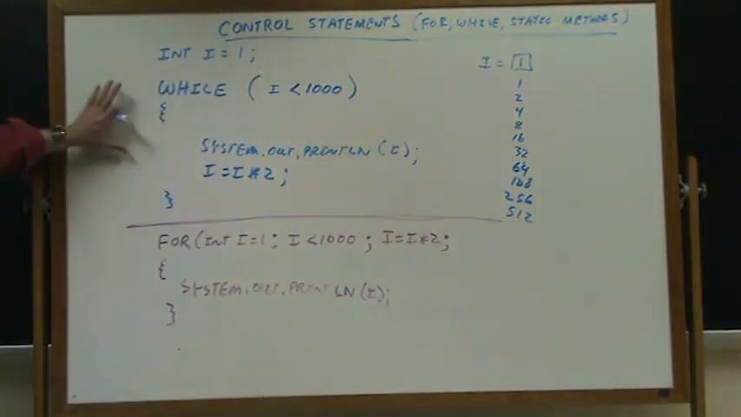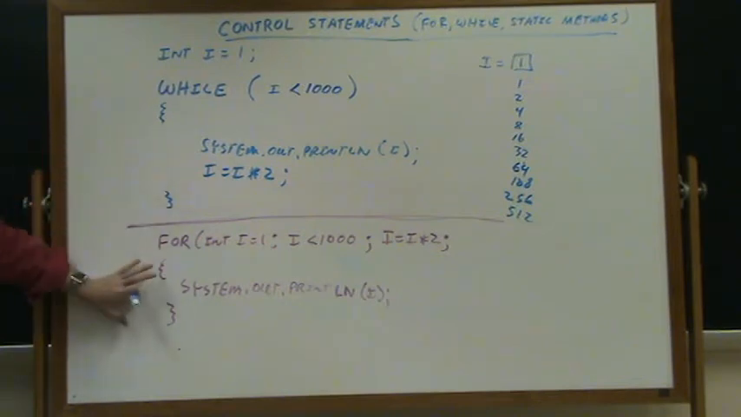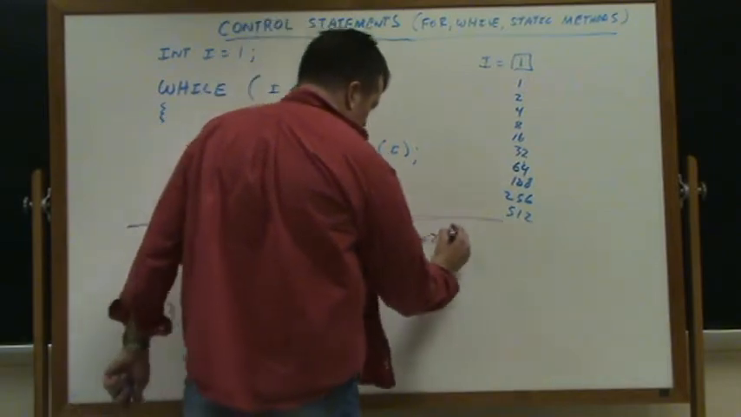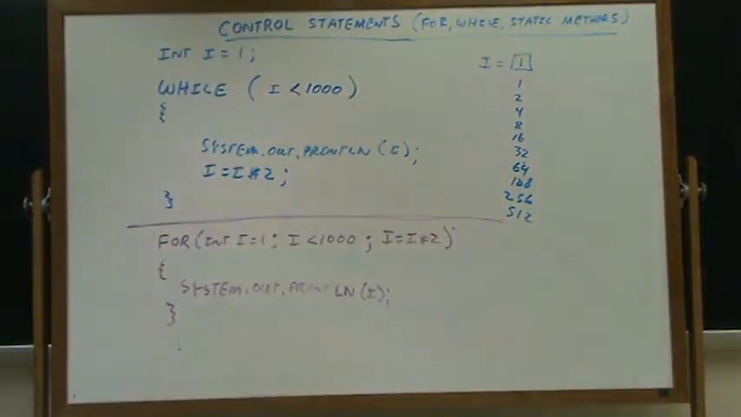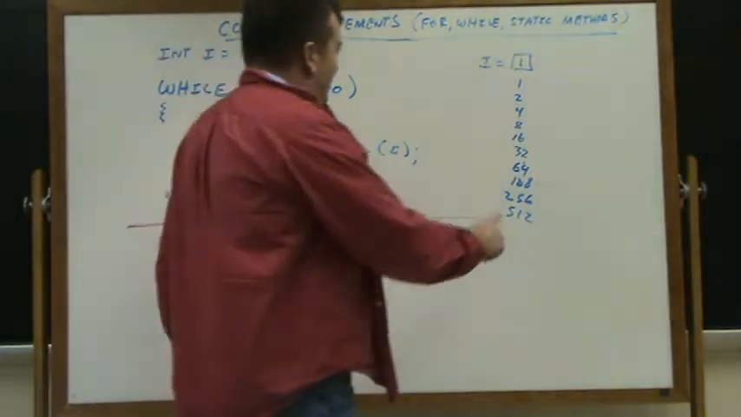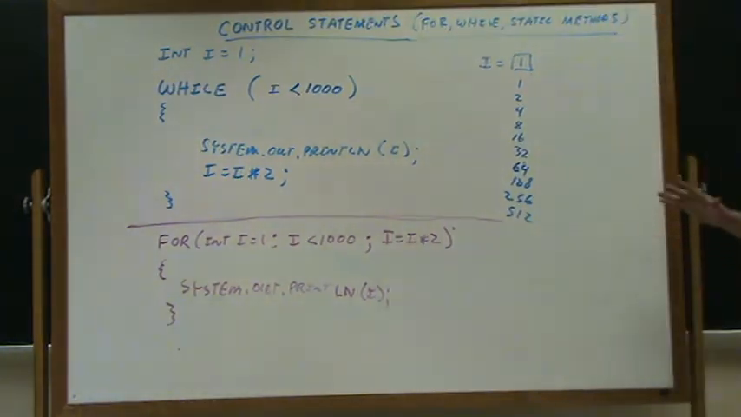Both of these programs, this is the while loop version and this is the for loop version. We'll put a close paren here instead. Both of these would print out the same output, this output. So there are two different ways of really doing the same thing.